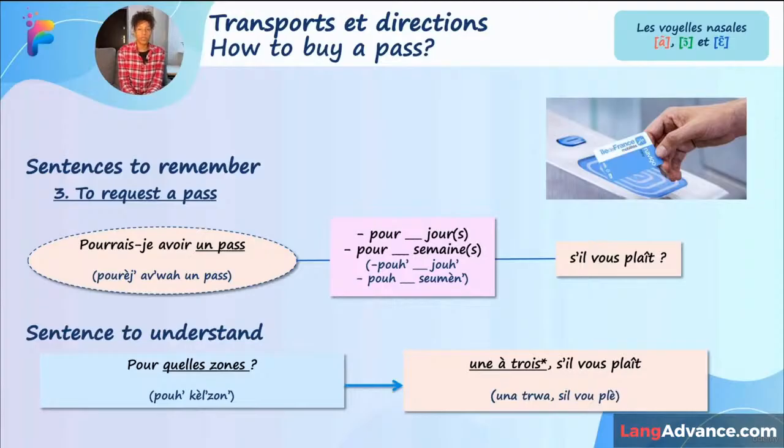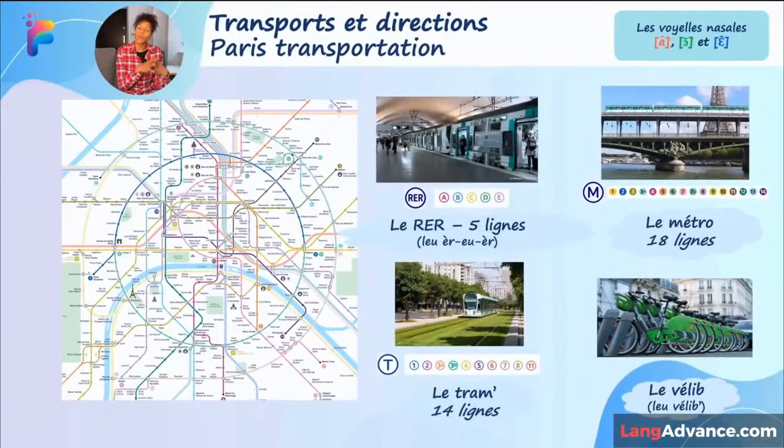And the question would be, pour quelle zone? And now you need to precise. 1 à 3, s'il vous plaît. Let's have a look at the type of transportation you will find in Paris.